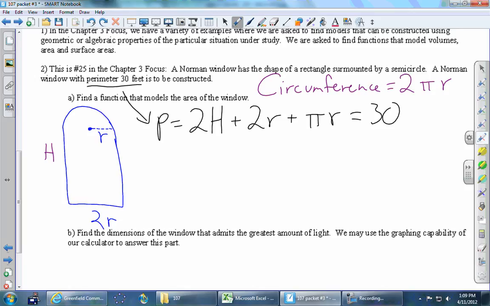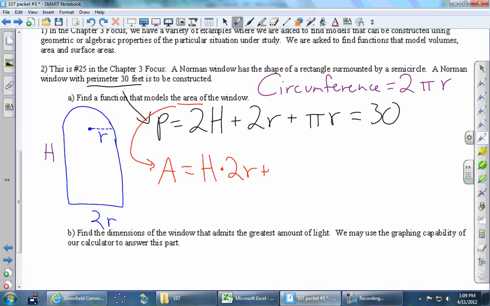Now we're going to come to the actual problem here, which says find a function that models the area. So we need a formula for the area of that whole window. Now the window has 2 different pieces. There's a rectangle part and a semicircle part. So somebody we haven't heard from yet today, what is the area of the rectangle part? Yeah, it's a length times a height. So use the letters that we have here. H times 2R, right? That's the area of the rectangle. Length times width, or H times 2R. So H times 2R. That's the rectangle part.